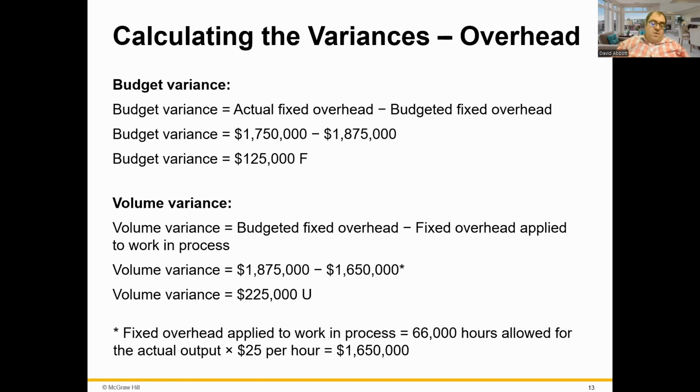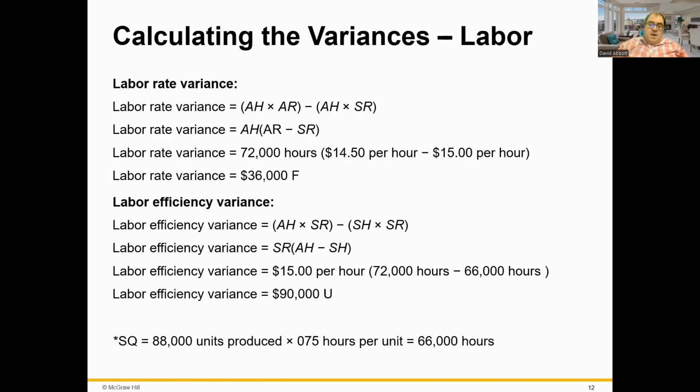And then the direct labor efficiency variance is computed as 90,000, and that is unfavorable. And the reason for that is because the hours actually worked, which is 72,000 direct labor hours, was greater than the hours that the standard allowed for the actual level of output, which is 66,000 direct labor hours.